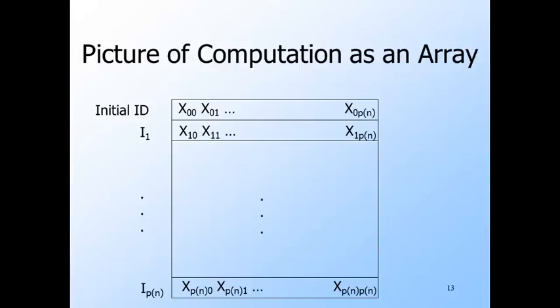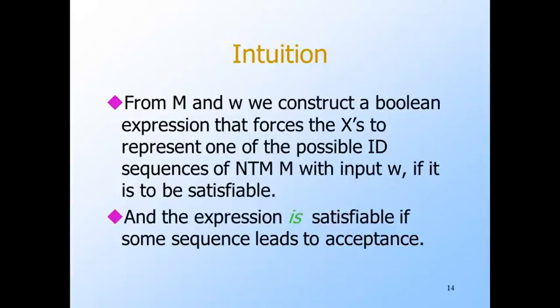And the expression also requires that the state in the final ID, I sub pn, is an accepting state. Thus, from M, which it knows, and w, which it sees, the transducer constructs an expression. Any satisfying truth assignment for this expression will give the x's the proper values that form an ID sequence of M with input w, leading to acceptance.